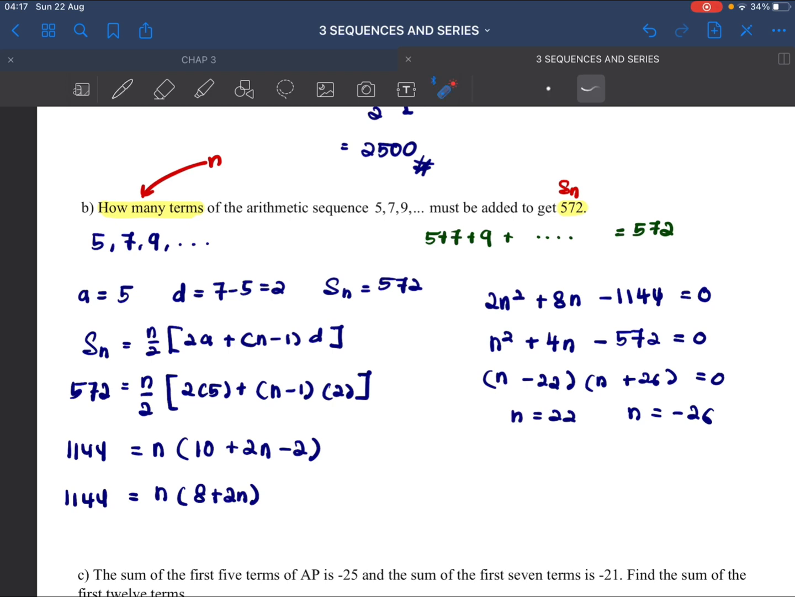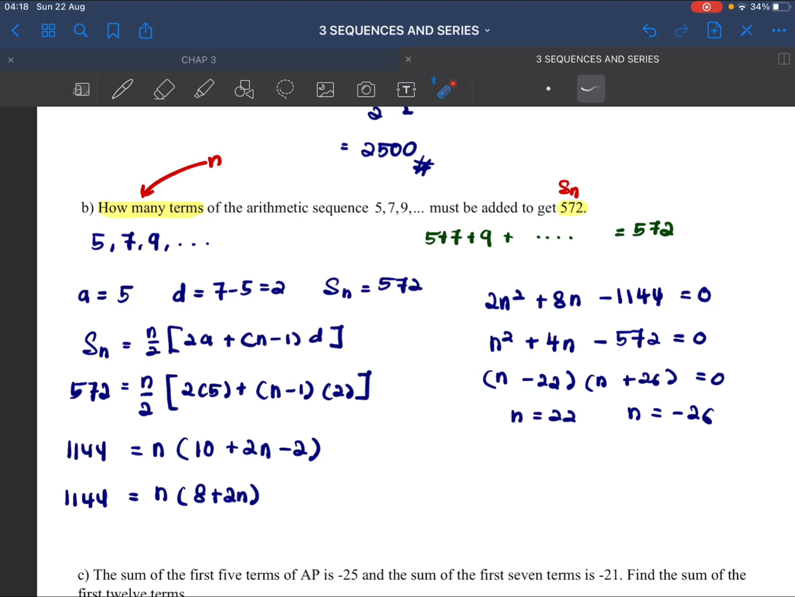Okay, sorry. So yang mana satu n kita? Dua-dua ke jawapan n kita? Ingat, the question asks for how many terms? Berapa banyak terms antara ini dengan ini? Okay, logik tak saya cakap ada negative 26 terms? Mestilah tidak kan? Obviously we have to find a positive number.